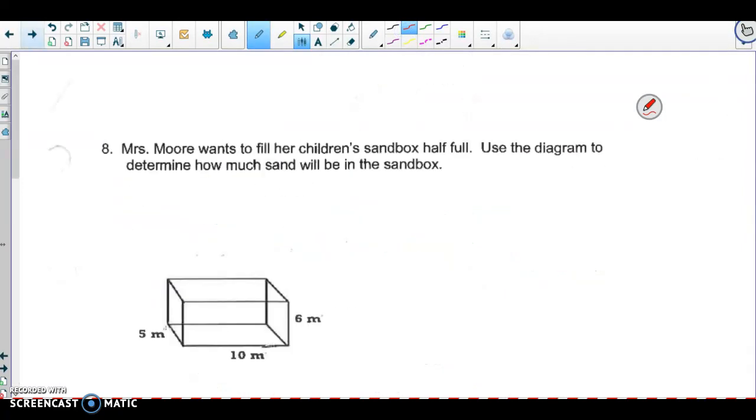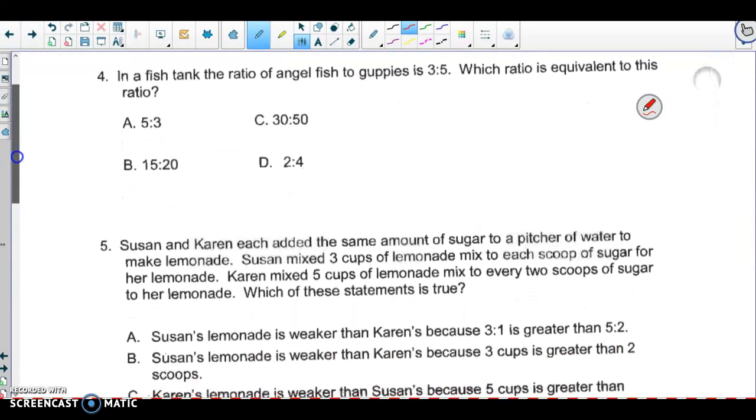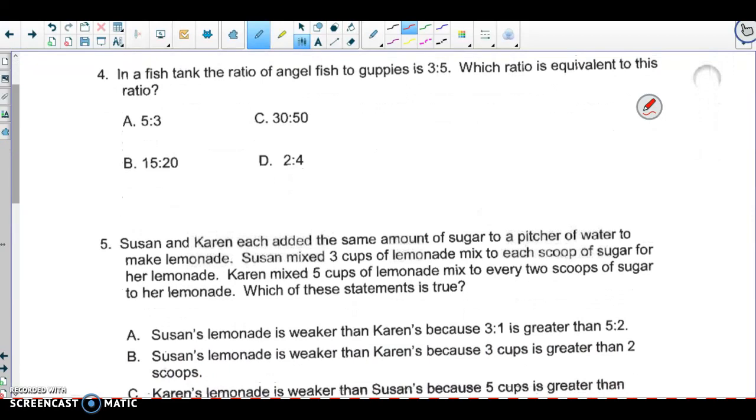Okay. Whoops, I think I jumped too far. So page 2, starting on number 4. In a fish tank, the ratio of angelfish to guppies is 3 to 5. So which ratio is equivalent to this ratio? Equivalent meaning it's equal, it represents the same amount. So if I've got angelfish to guppies is 3 to 5, is there a way to get to 5 to 3? Well, no, because that would just be switching them around, and we can't do that. So we're going to ignore that. 15 to 20.